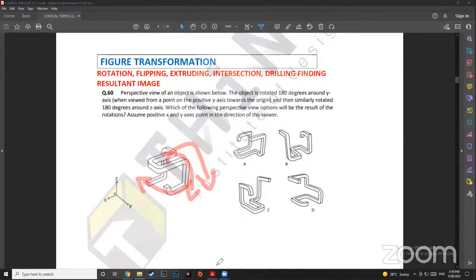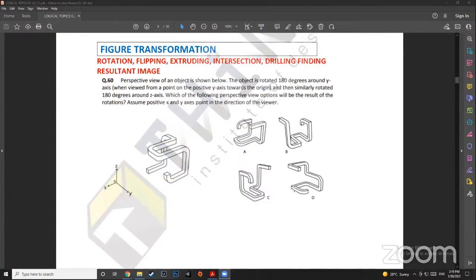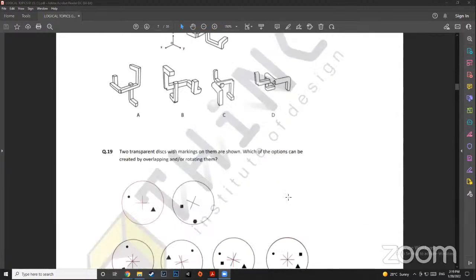Okay. So you have to mentally rotate it. What if I rotate it first clockwise 90 degrees from the x-axis, it will look like that. Then you rotate it again, it will look like that. So this is mental rotation and figure transformation. This is one type of figure transformation, 3D figure transformation, where you are rotating. This is also the same.